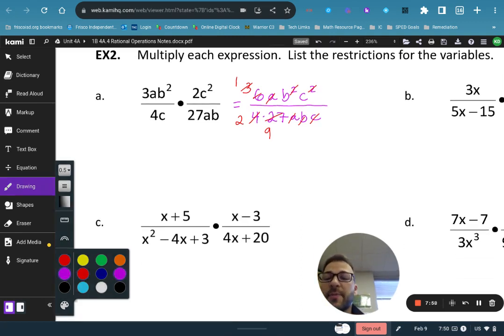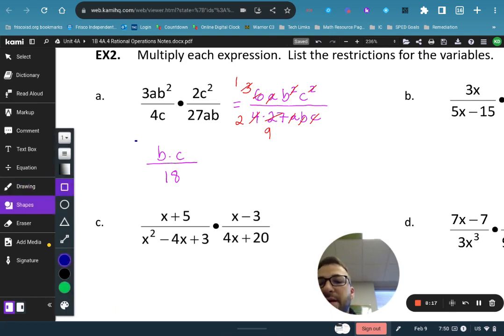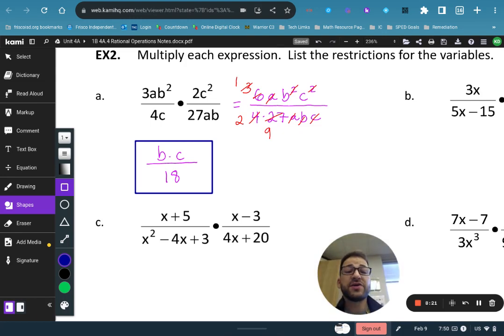So simplifying my rational function down, that would become 1 times b times c, which is just b times c, all over on the bottom 2 times 9, which would be 18, because all of my other variables canceled out on the bottom. And that's all there is to it. So sometimes you don't even have to multiply those coefficients all the way through. You can just multiply across the top and across the bottom.